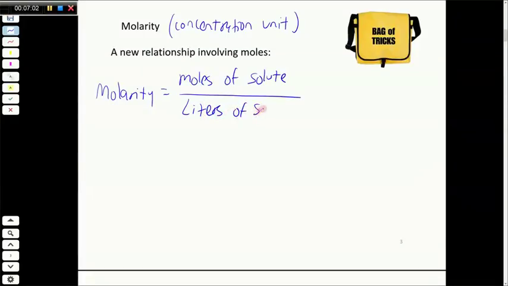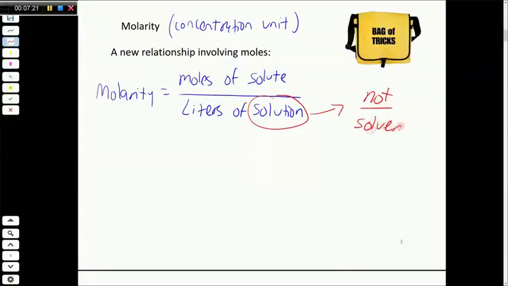The numerator has to be in moles, which is a typical unit, but the denominator, the volume part, has to be in liters, not in any other volume unit. And the other thing we should keep in mind is the precise wording of this. This is liters of solution, not liters of solvent.